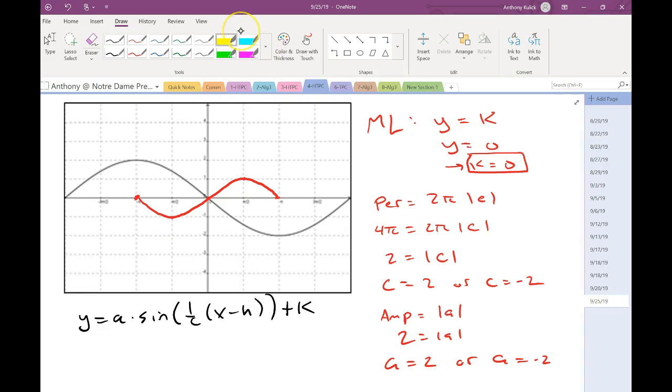Do I have a reflection across the x-axis or y-axis? You're wrong. It's a trick question. It could be either one, right? Is it both? No, it's one or the other. Does it matter which one you pick? No, not really. Which one would I pick? A. I would pick the reflection across the x-axis, so I'm going to pick A to be negative.